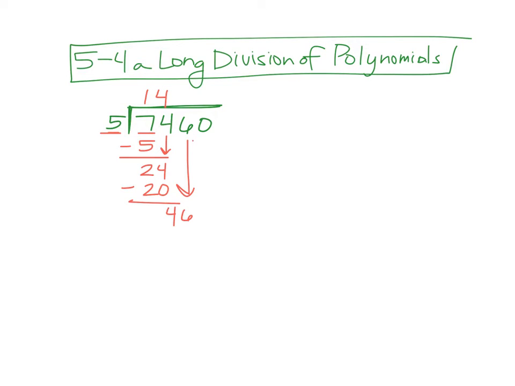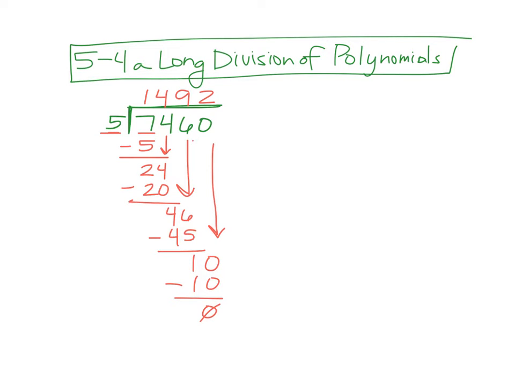And then 5 goes into 46 how many times? 9 times. And that is 5 times 9 is 45. So you subtract that, you get 1, you bring down your 0. 5 goes into 10. How many times? 2 times, which is 10. And you get a remainder of 0.